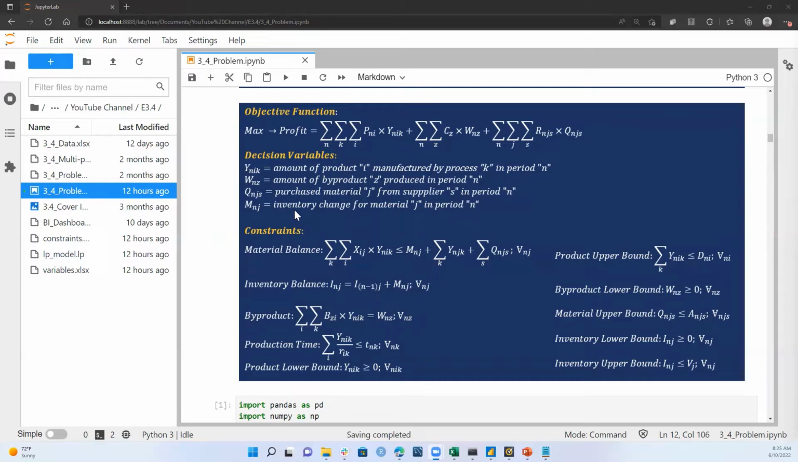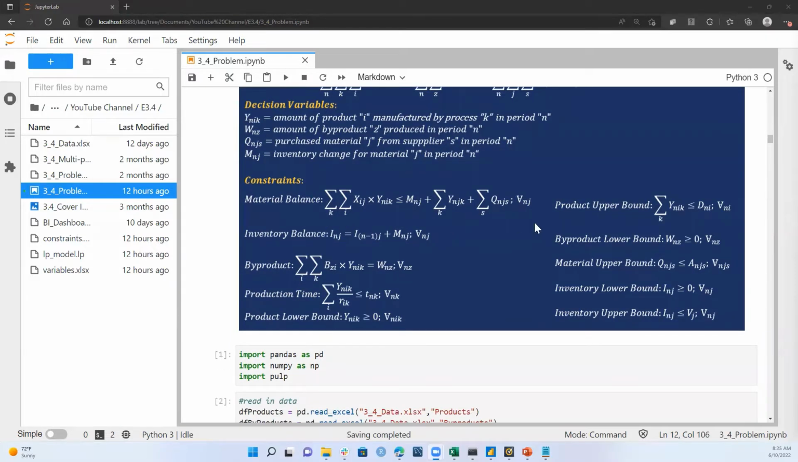We can either make a decision to draw material from inventory, or we can make a decision to build inventory. So if we needed to procure this material in an earlier period for use in a later period, M sub NJ would be positive.